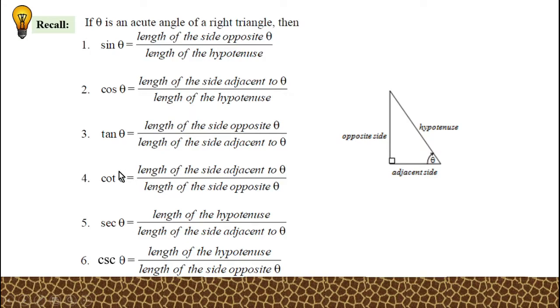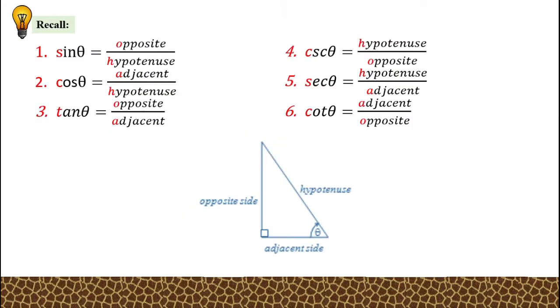The 6 definitions can be remembered easily using the acronym SOH-CAH-TOA. S for sine theta, O for opposite, and H for hypotenuse. C, cosine theta, A for adjacent, H for hypotenuse. Your TOA, T for tangent theta, O opposite, and A adjacent. Thus, the other three can be obtained using the corresponding reciprocal identities.